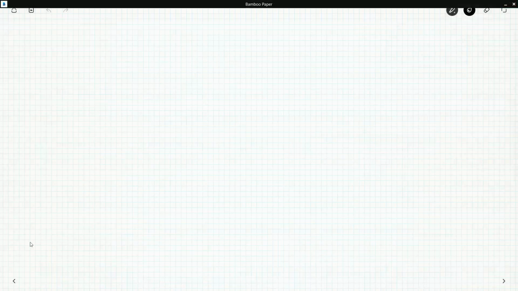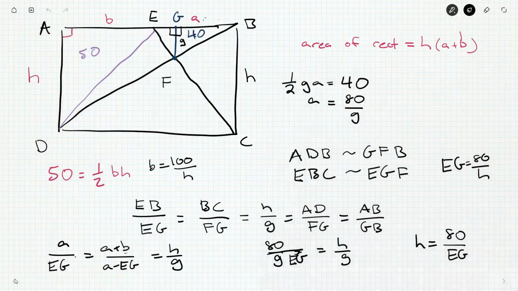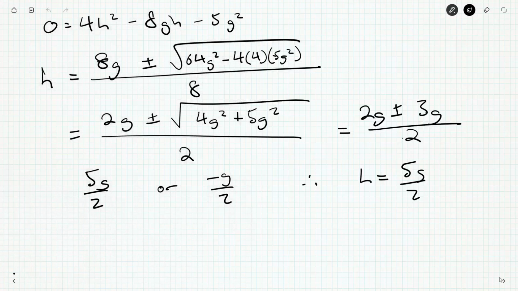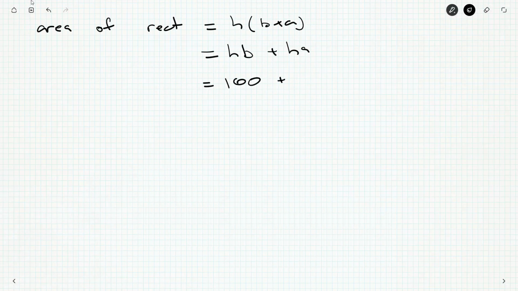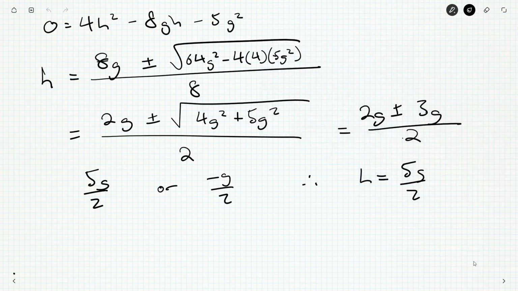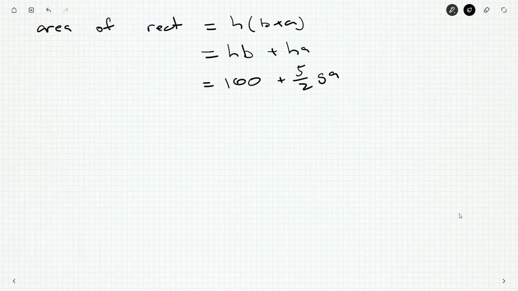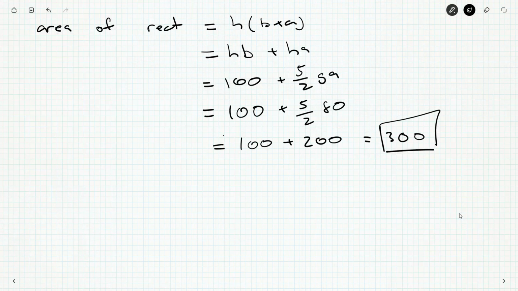So, what was it? We wanted... So I know b times h is 100. I want a times h. So, there, the rectangles: h times b plus a, which is hb plus ha, and that's 100 plus, now, what did I just say the relationship was? h is 5/2 g. And I know ga is 80. So this is 100 plus, divide by 2, you get 40. 40 times 5 is 200. So we should get a final answer of 300 for the whole shape.